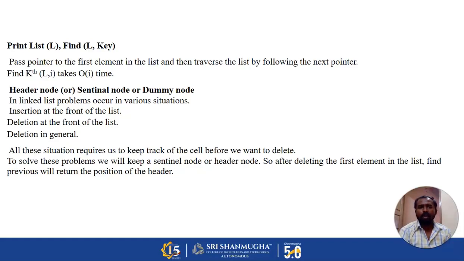Next we have print list L. Find L comma key. Pass a pointer to the first element in the list, and then traverse the list by following the next pointers. Find(k, L) takes O(N) time. Header node, sentinel node or dummy node. Okay, in linked list, problems occur in various situations: insertion at the front of the list, deletion at the front of the list, and deletion in general. All these situations require us to keep track of the cell before the one we want to delete. To solve the problems, we keep a sentinel node or header node. So after deleting the first element in the list, find previous will return the position of the header.